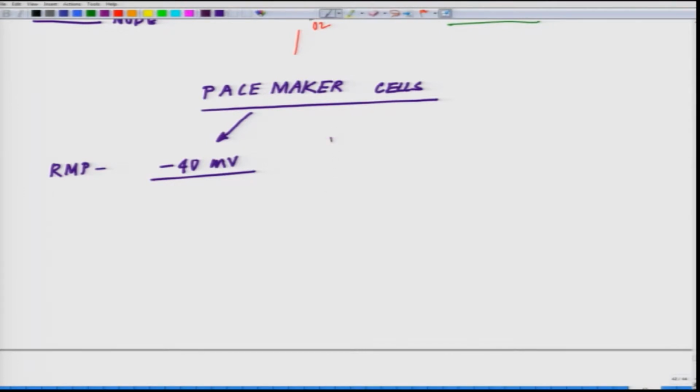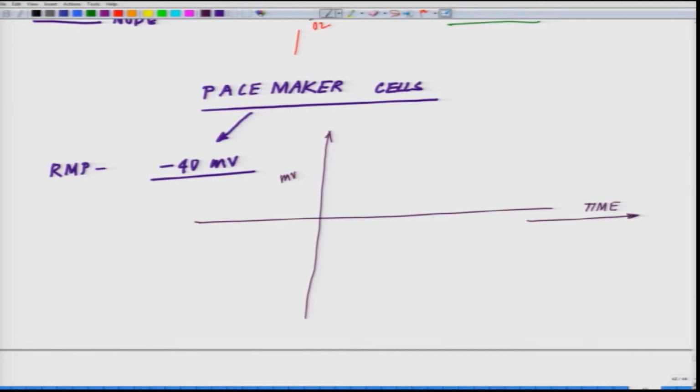So, now if I draw the graph like this in terms of millivolt and in terms of time, if this is 0, this is minus, this is plus, and this is minus 20, this is minus 40, this is minus 60, this is minus 80. Similarly, here you have plus 20, plus 40, likewise. Okay. So, as of now we have talked about cells which are standing somewhere here, and then they shoot an action potential like this, right?